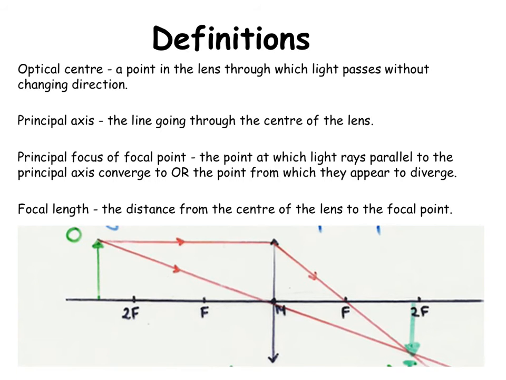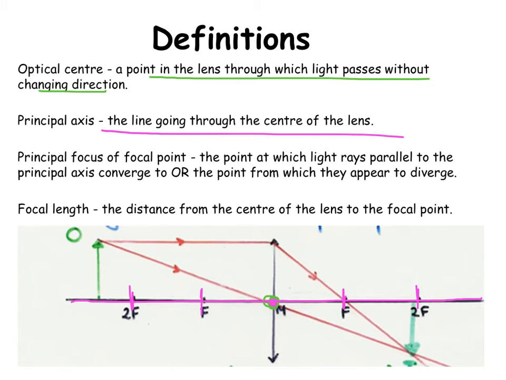We need to have a whole lot of definitions before we can start drawing ray diagrams. So let's take a look at that. The optical center we've just discussed is that point in the middle of the lens where no light ray bends as it goes through. A point in the lens through which light passes without changing direction. The principal axis is the main line along which everything is staged. It's where we mark the optical center, it's where we mark our focal points and all of that sort of thing. So it's a line going through the center of the lens.